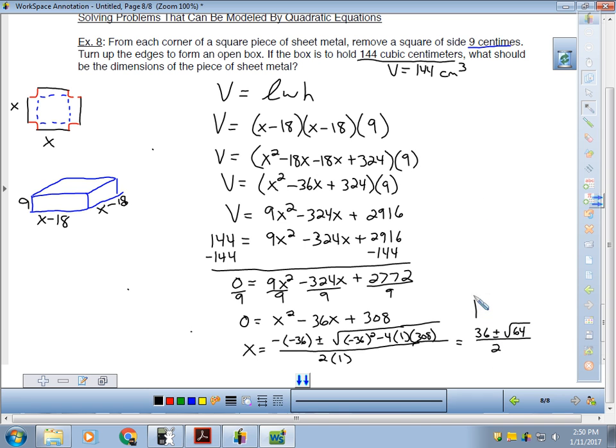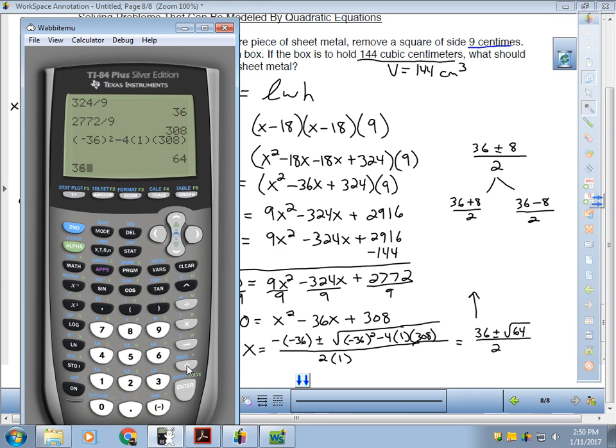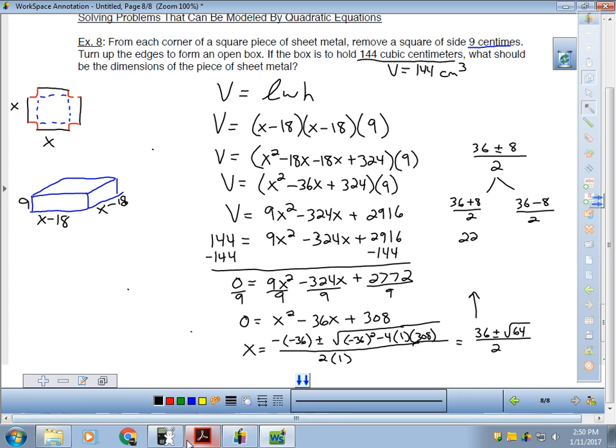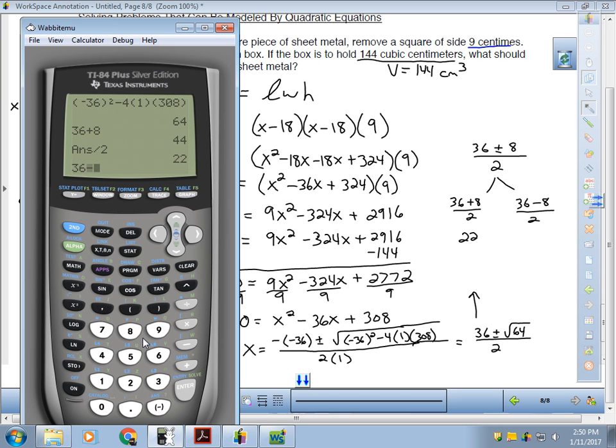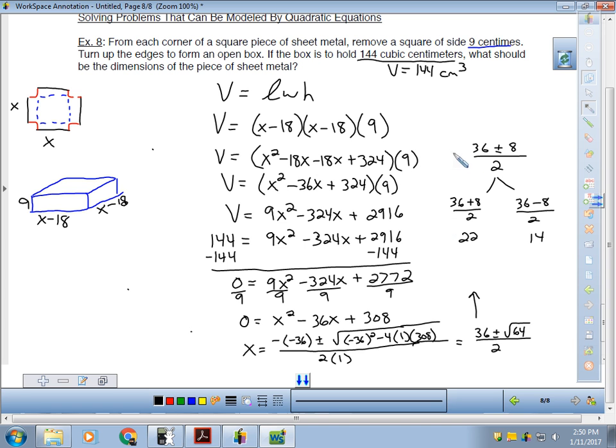And I'm running out of space, so I'm just going to go up here. So I have 36 plus or minus the square root of 64, which is actually 8, and that's being divided by 2. So I have two possibilities, 36 plus 8 divided by 2, or 36 minus 8 divided by 2. Okay. 36 plus 8, and then divide by 2 gives me 22. And then 36 minus 8 divided by 2 gives me 14. So these are my possibilities for x. X could equal 22, or x could equal 14.